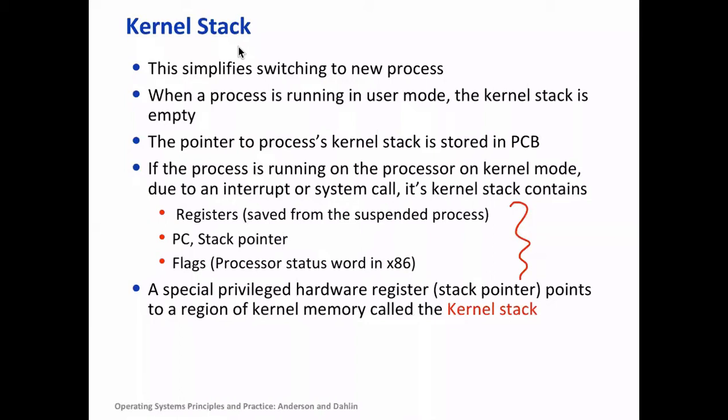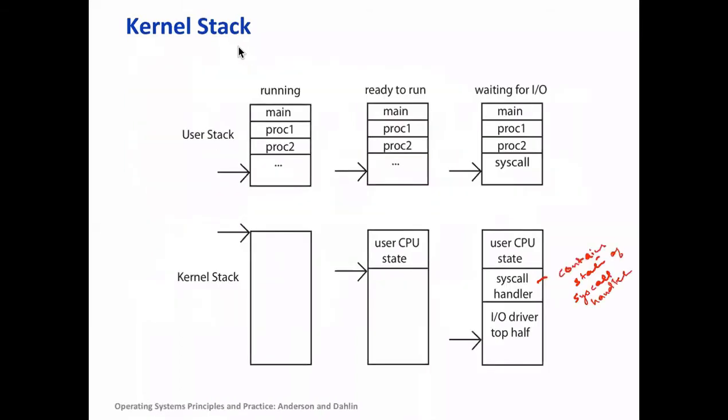So now let's look at this diagram. Each process has, again repeating, two stacks: user stack and kernel stack. When a user process is running, let's assume it started with main, then it called procedure 1, then procedure 2. Then the stack will have information about procedure 1 and procedure 2, some local variables, return addresses, etc. But at this point in time, the kernel stack is empty.